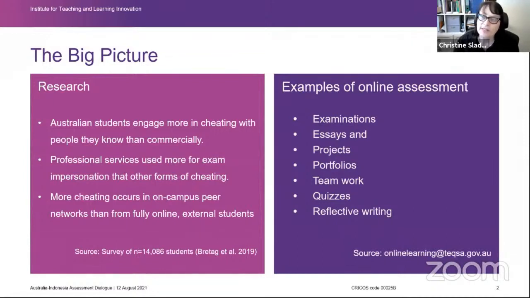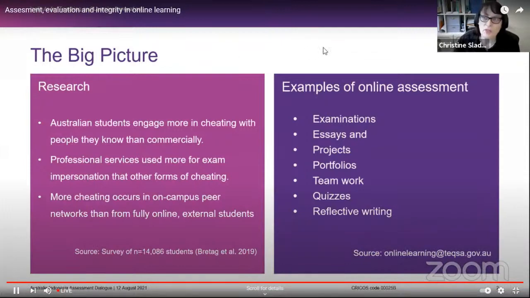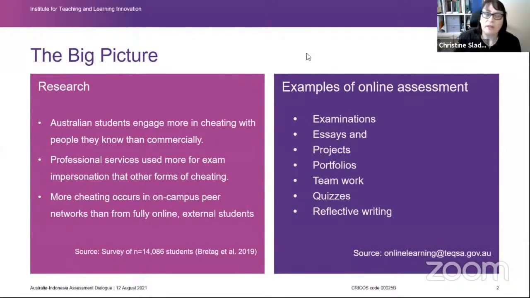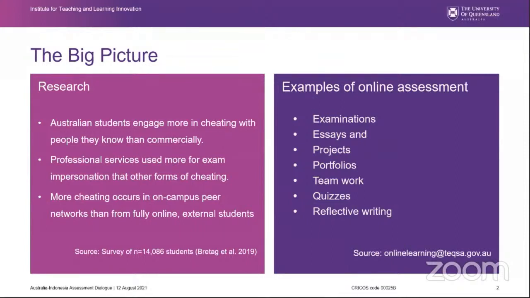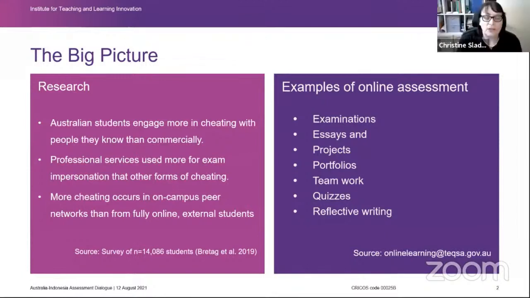I just wanted to set the stage because we have some research, and I noticed that the people from Monash actually said this too, that even though there's talk that cheating online is rampant, I would agree with them from some of the research that has been done in Australian universities, and in particular Tracy Bretag's large survey of nearly 5,000 students. That survey actually found that Australian students engage more in cheating with people they know.